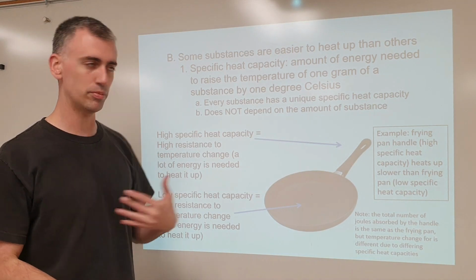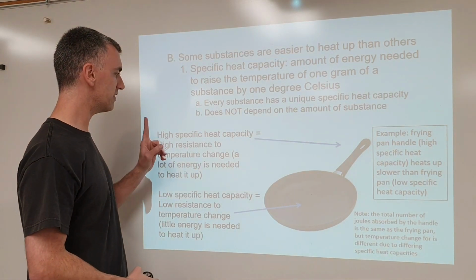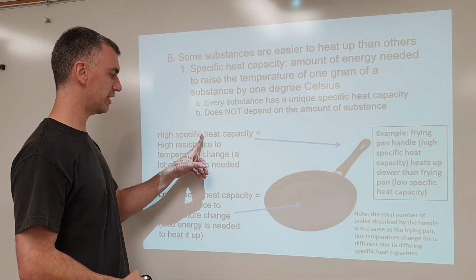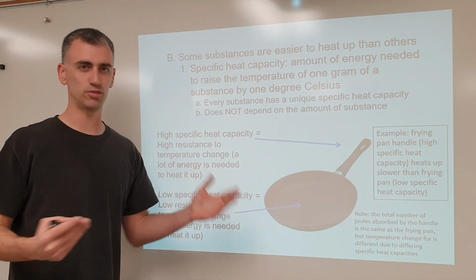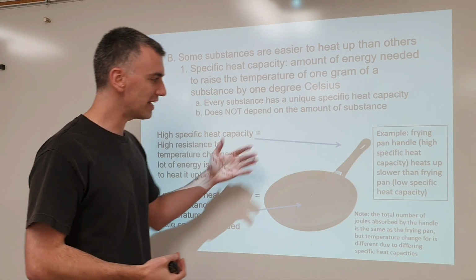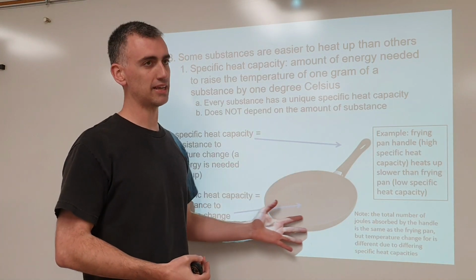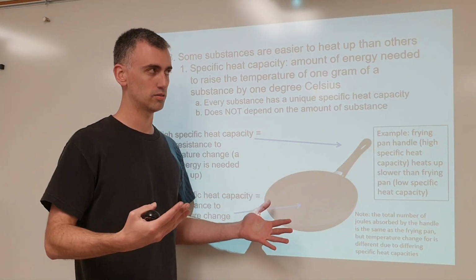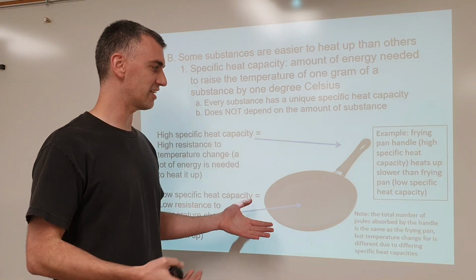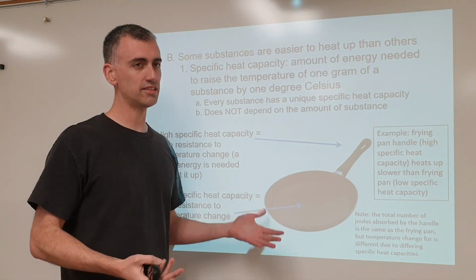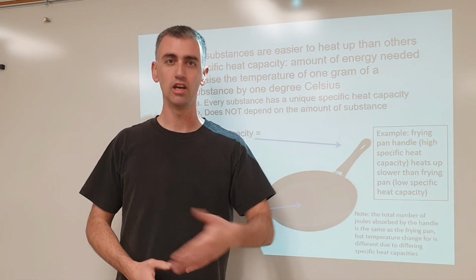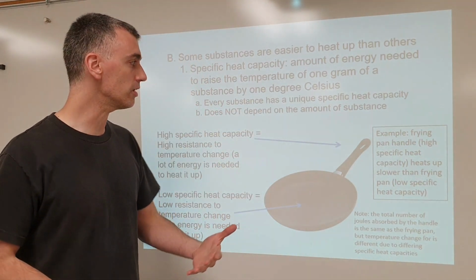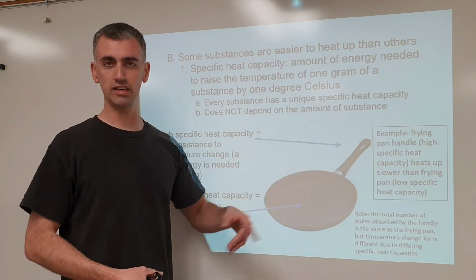But I tell students to remember that high specific heat capacity means high resistance to temperature change. Low specific heat capacity means low resistance to temperature change, and that usually helps. So metals tend to be low specific heat capacity, which is why I say your car, which hopefully is made out of metal, tends to get hot on a hot day, whereas grass or the ocean would be high specific heat capacity because under the same sunshine, receiving the same amount of energy per square meter, they are going to not get nearly as warm.